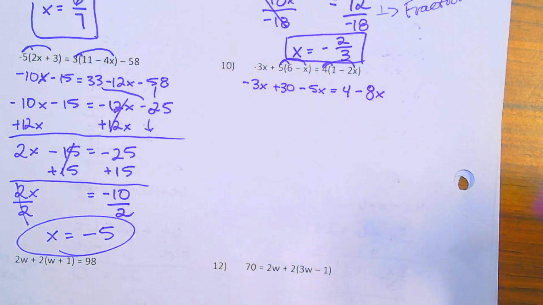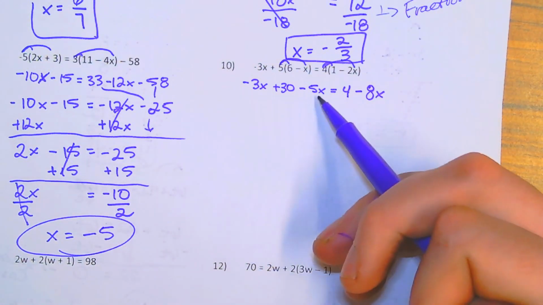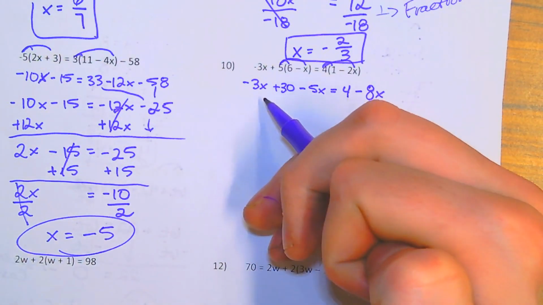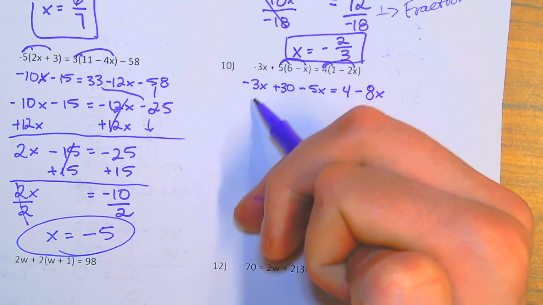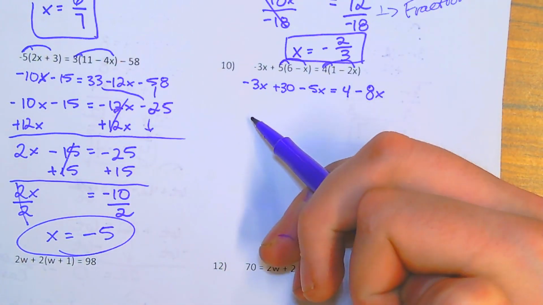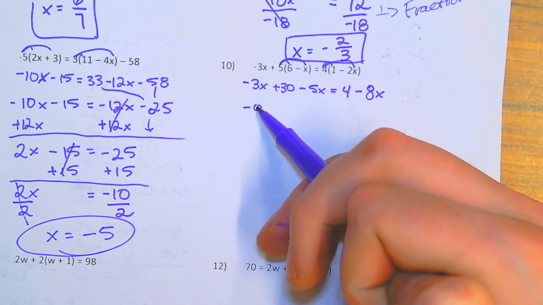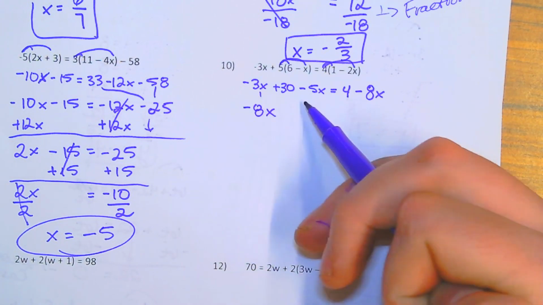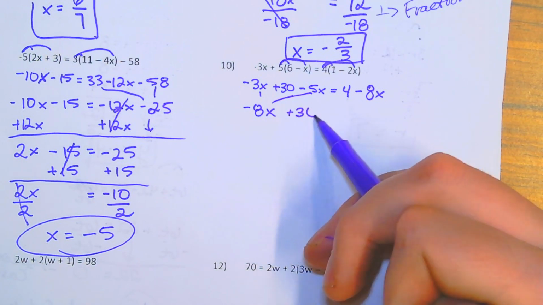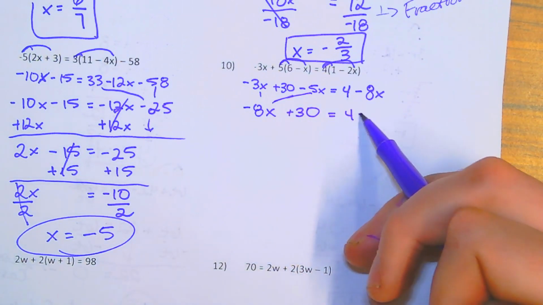Okay. And there, remember, you're combining common things. Negative 3 and negative 5 are common. They have an x in common. So if I think about it, negative 3 plus a negative 5, or minus 5, is going to be negative 8x. Plus 30 equals 4 minus 8x.